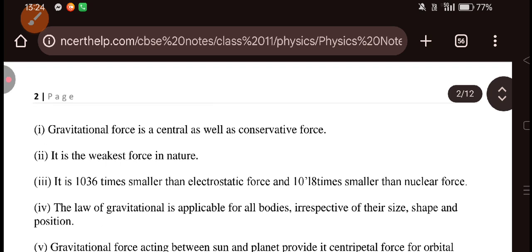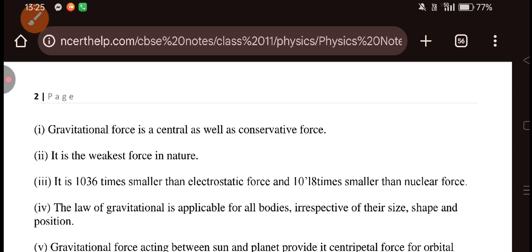First, gravitational force is central. For example, take the Earth and another object at the surface of the Earth. If you are finding the distance, you have to start from the center of the Earth and end at the center of the other object. So you start from the centers of the two bodies. This is known as a central force. Gravitational force is a central as well as a conservative force.